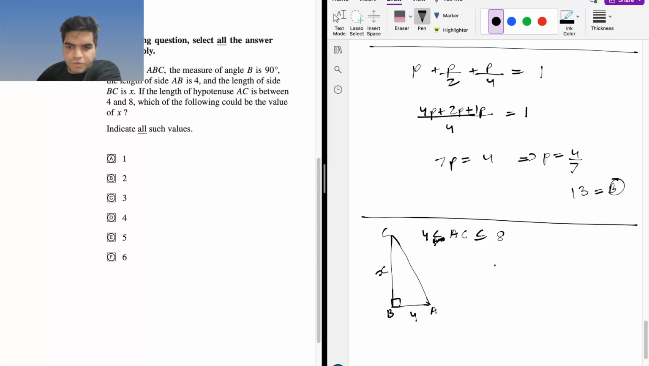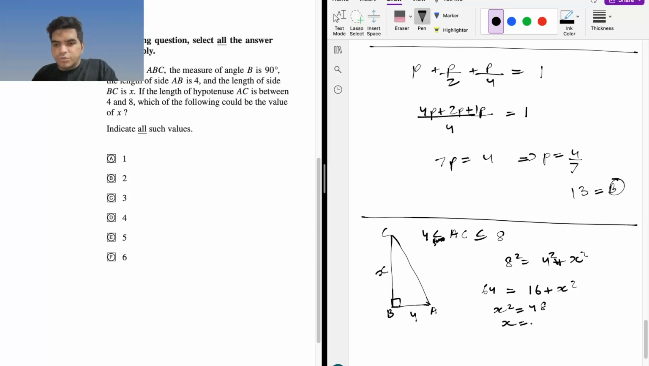Let's use the Pythagoras theorem first of all. We are checking the extremes first. So 8 square is equal to 4 square plus x square. This will be 64 is equal to 16 plus x square. So x square is equal to 48, and x is equal to root 48, which can be written as 4 root 3. Now 4 root 3 is the maximum value it can take.